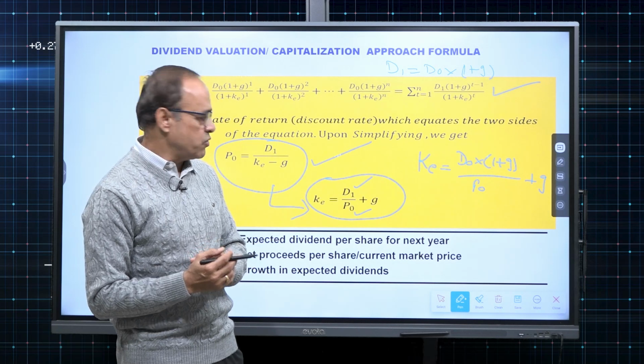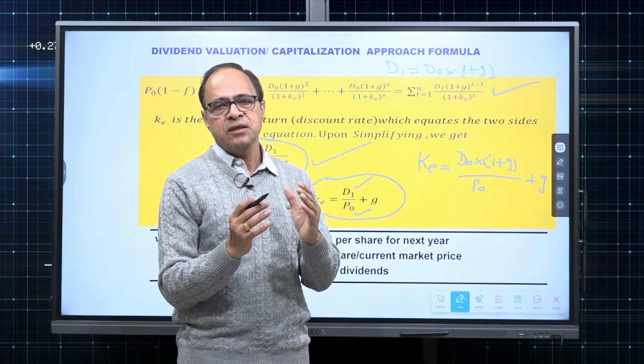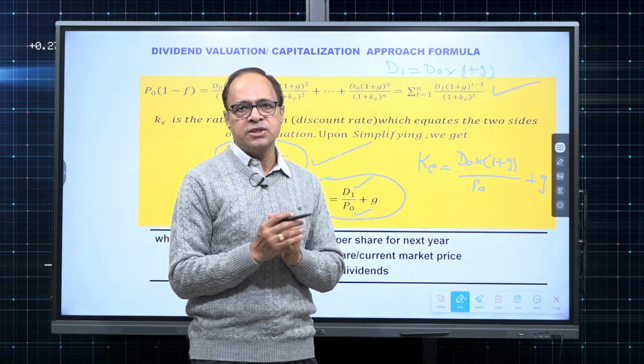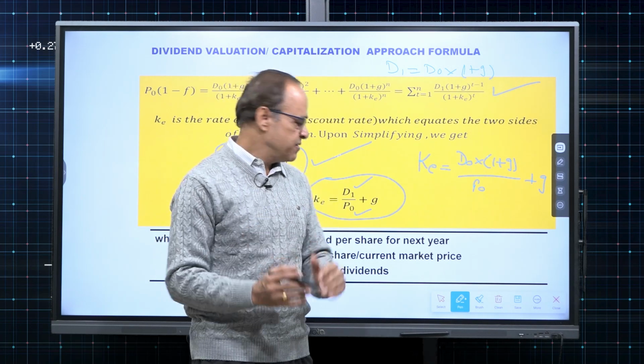KE stands for cost of equity, and I remind you, cost of equity is always after tax, because dividends are paid out of the after tax income of the company. There is no tax benefit to the company on paying dividends.